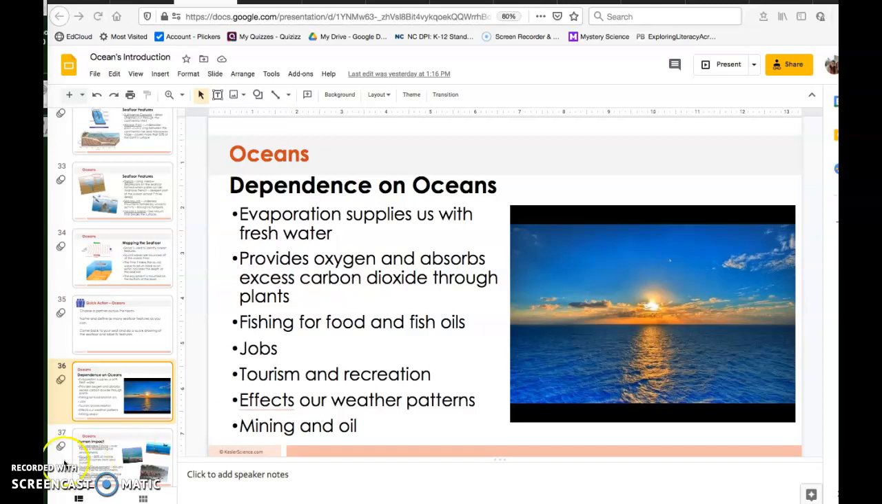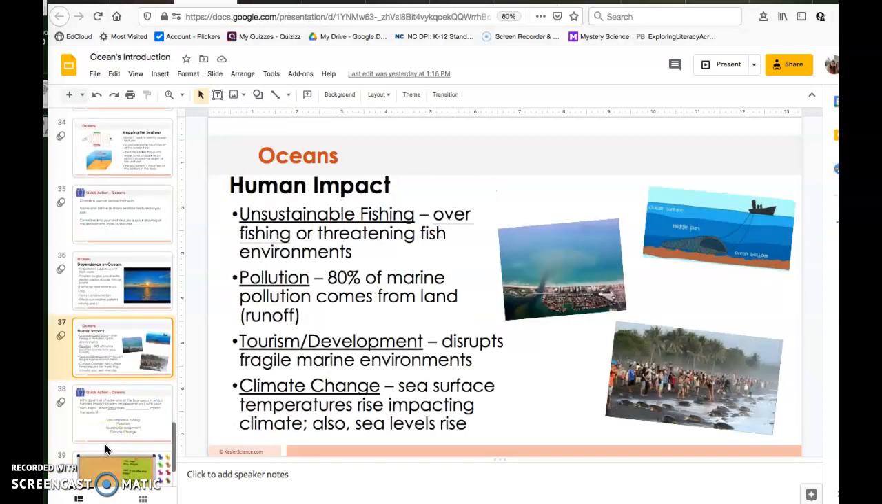Human impacts on the ocean. Humans are always causing issues, as you know, some things that we do that are not good. We can fish unsustainably, overfishing or threatening the fishing environments. So we're taking too much of the fish at an unsustainable rate. That's why people like my friend Andy work on fishing boats and make sure that they're fishing only the adult fish and not fishing too many of the female fish, so that we can reproduce the population that we are taking from, so that there will be fish many years from now that we can eat and use for other things.